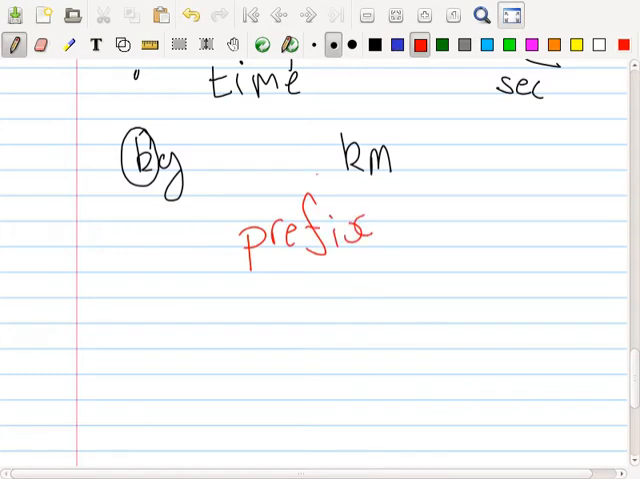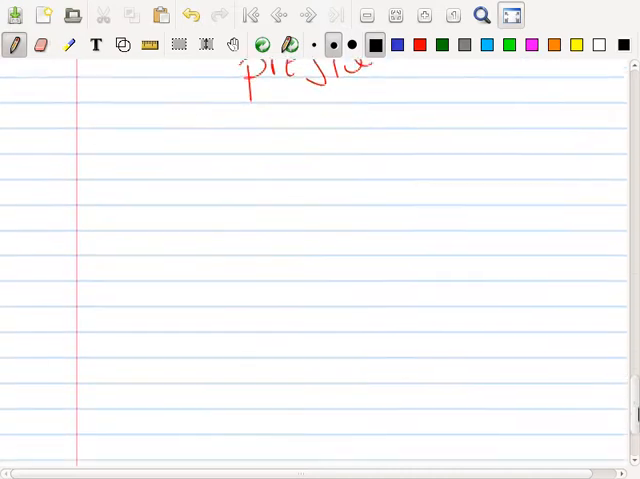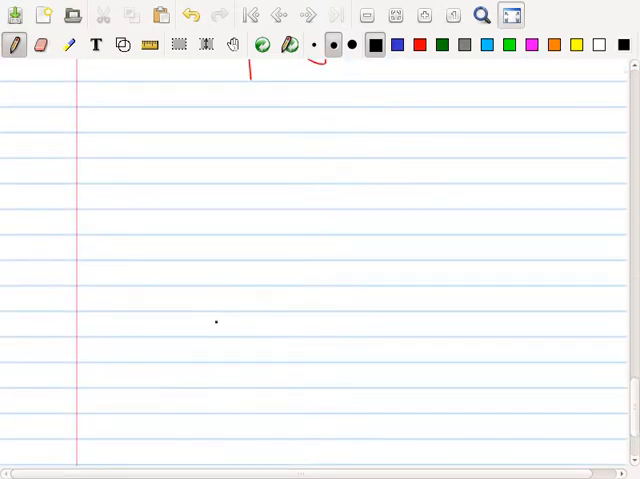So K is 1,000. What about M, like millimeter? What does that mean? 1 over 1,000. Yes? How many millimeters in a meter? 1,000. How many centimeters? 100. Okay, so I'll list all the ones that we'll use.